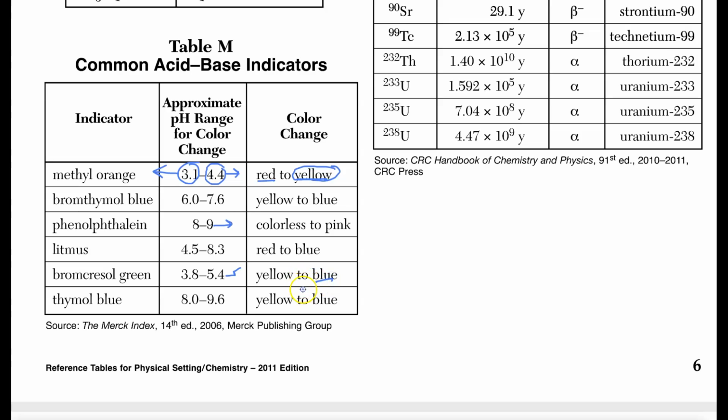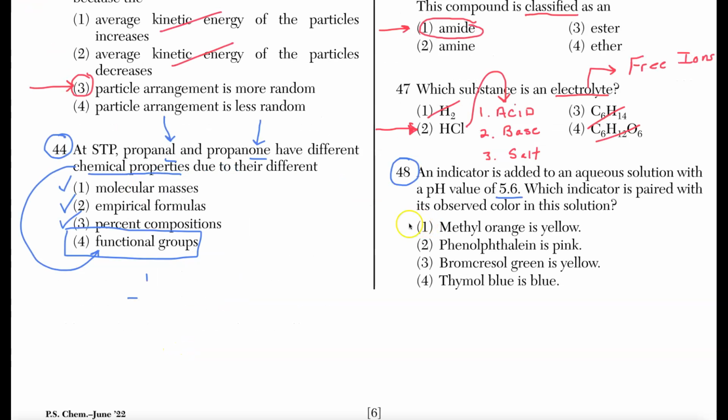And thymol blue, they said, is blue, but that's blue when it's 9.6 and greater. It's between here. Thymol blue would actually be green in between these two colors, right? 5.6. I'm sorry, it would be yellow, my bad. It would be less than 8.0. Okay, sorry, so it would be yellow, all right? So in any case, methyl orange is the winner. And we've got methyl orange, choice 1.